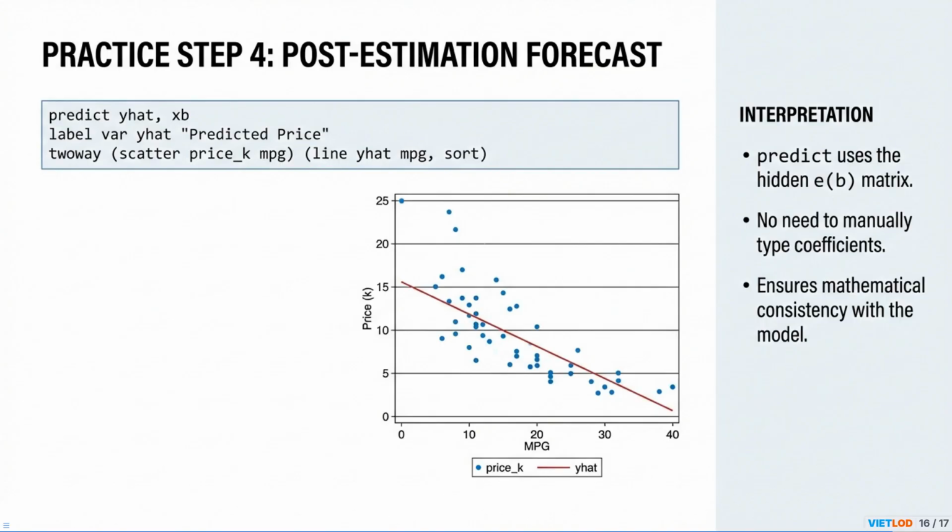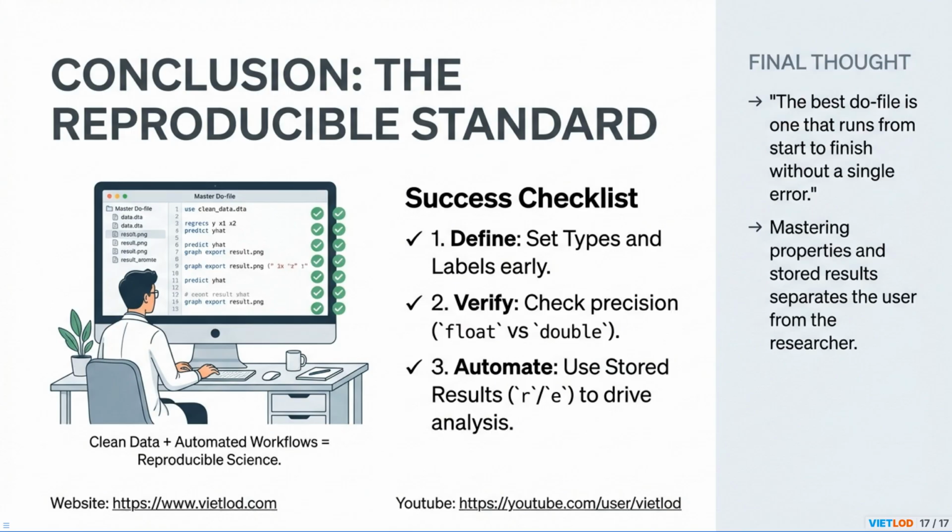This brings us to our final step, post-estimation. After running the regression, we can use the predict command to generate fitted values. The command predict y_hat, xb creates a new variable y_hat containing the predicted price for each car. Crucially, predict automatically and internally uses the stored coefficient matrix, e(b). You do not need to manually type out the coefficients to calculate the predicted values. This process ensures mathematical consistency.